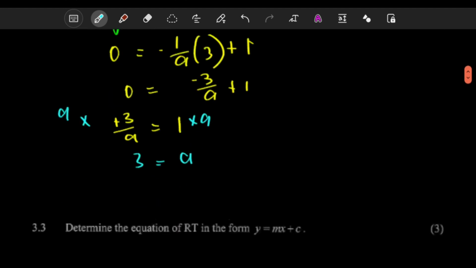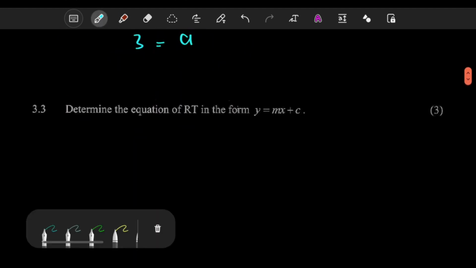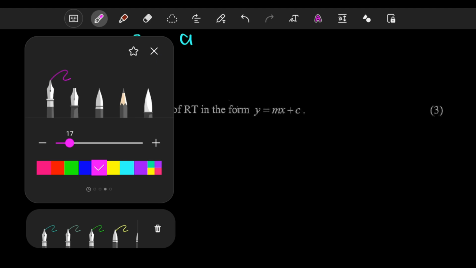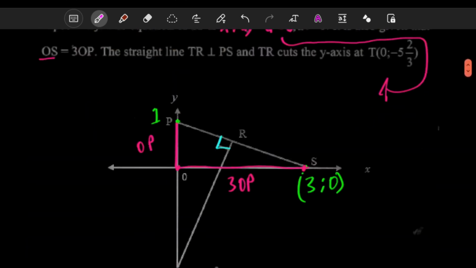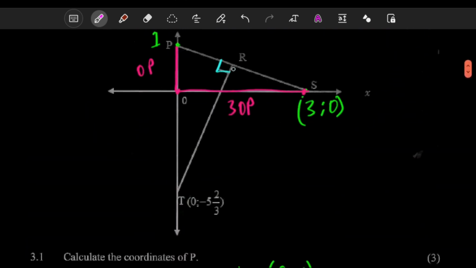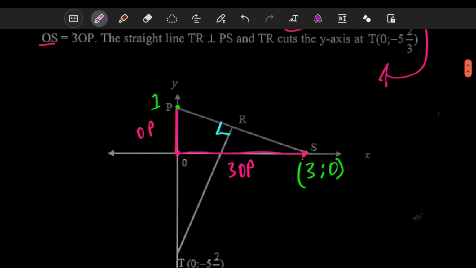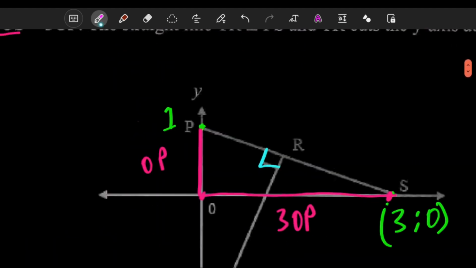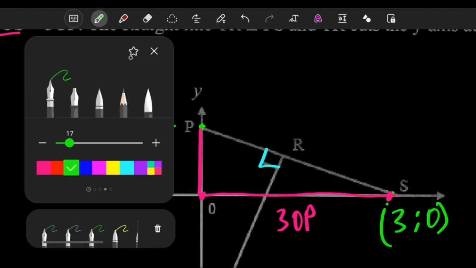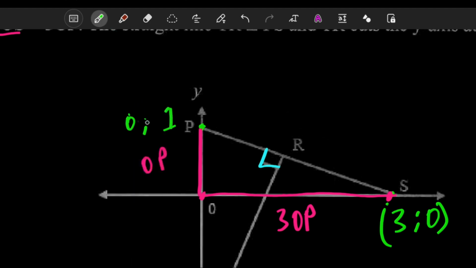So we can just use that, as in we do our calculation using M1 times M2 is equal to -1. To get the gradient, we know that we can just get the gradient of... but we don't have point R, do we? No. Oh well, I guess we can just use the gradient formula. It's so in our face. This Y value is a 1, but then the X value is a 0. So this is the coordinate (0, 1).